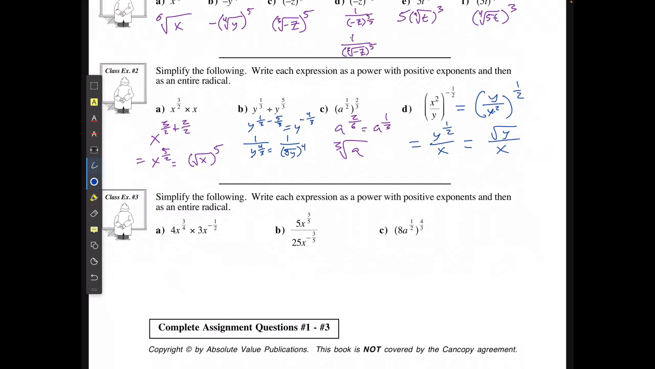For example 3, all we've done is add coefficients or more complex bases, but our process is still going to be the same. So in the first case, I'm going to deal with the coefficients separately. 4 times 3 is going to give me 12. And then x to the 3 over 4 plus negative 1 over 2, well, those don't match. So I need to multiply the numerator and denominator of this one by 2 to make it have the same denominator, 2 over 4. That's going to give me x to the 1 over 4 is left, or 12 and the 4th root of x.